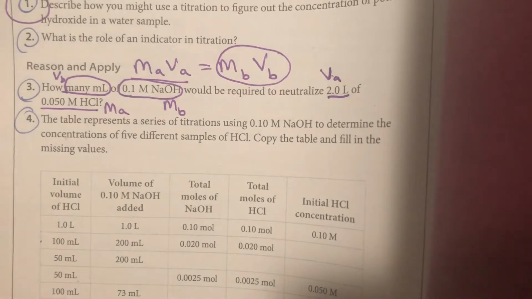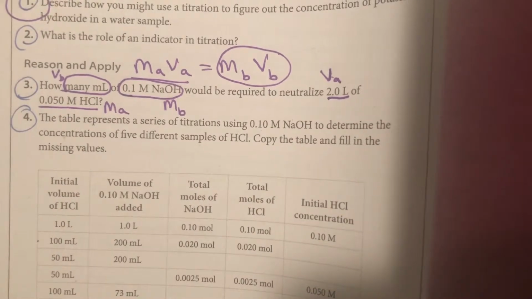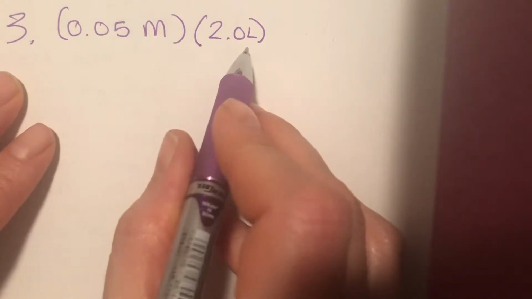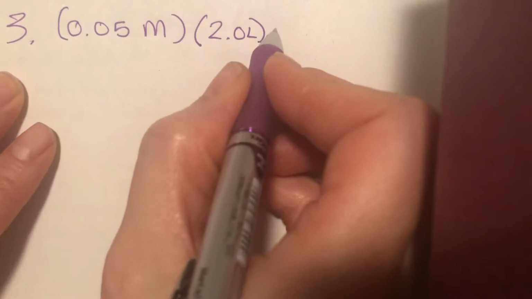So then I need to set that up. I'm going to move this to the side and use my paper. So setting this up for number 3, I've got my MA. My MA is 0.05 molar. I'm going to multiply that times my VA, which is 2.0 liter. Please notice that the question is asking for milliliter, but I'm going to keep it in liters for now. You can choose to convert this to milliliters now, or you can convert that later, but I'm going to keep it in liters for now.